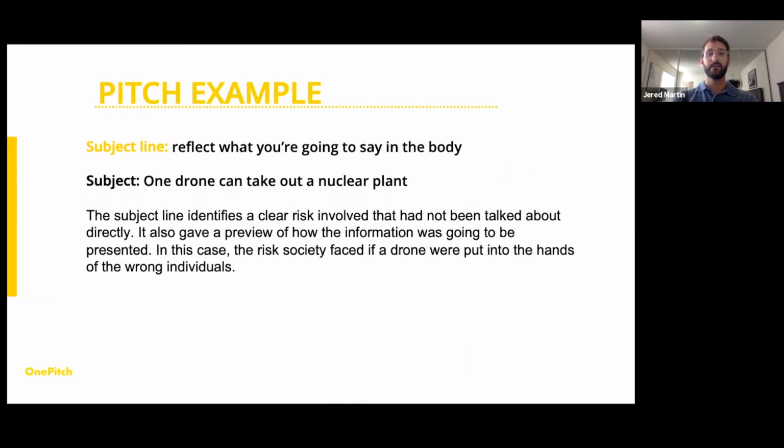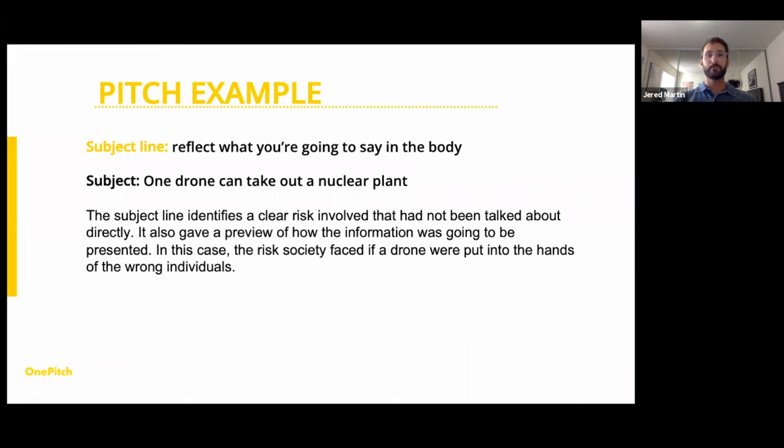Starting with the subject line, as I mentioned before, really what you want to focus on is what you're going to say within the body of this message. And if we think about that example, one drone can take out a nuclear power plant. Okay, so as a journalist, my mind is kind of brewing already. I'm kind of thinking, okay, drones, power plants, takeout. Okay, there's some type of security risk involved here.